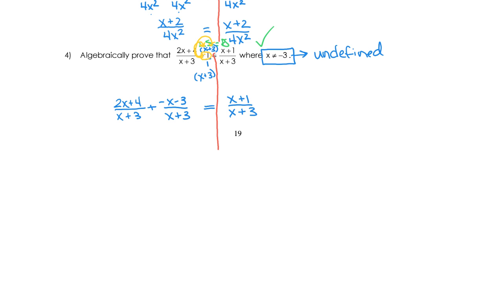Okay. All right, so now on the left-hand side, they both have the same denominator of x plus 3, so those two fractions will go together. And if I go across the tops, there are some like terms up here. We have a 2x minus x, which is x. And we have a positive 4 minus 3, which is positive 1. And there it is. Left side equals the right side. And so this one is finished.